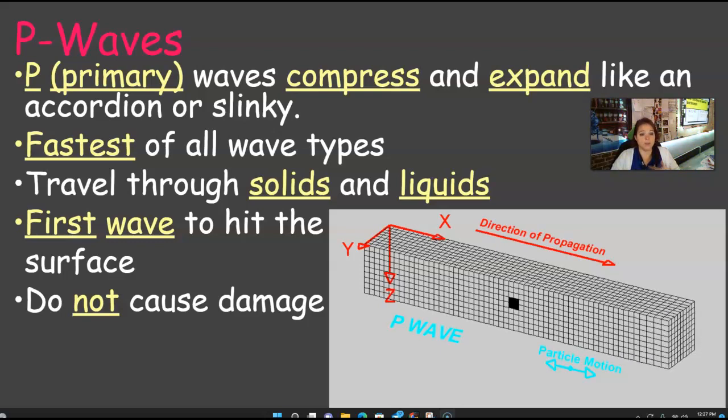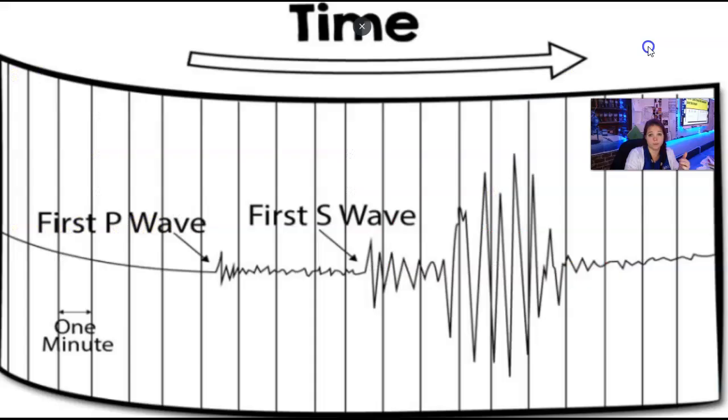These are the body waves, the ones that go through the earth. They travel through both solids and liquids. Very important. They travel through both. They're the first wave to hit the surface, but they don't cause a lot of damage. A little bit of damage, but not as much damage as everything else, okay?